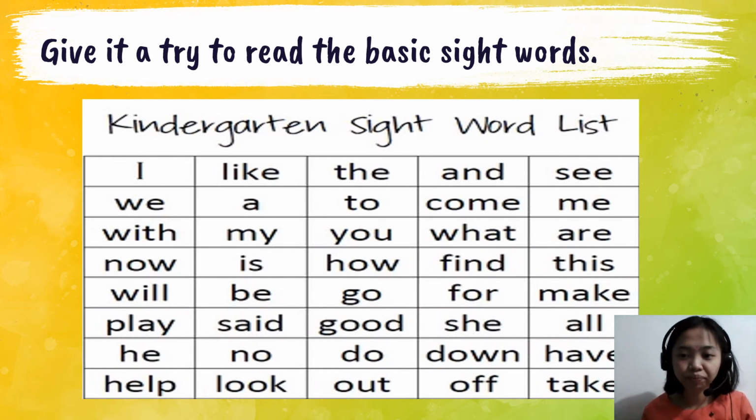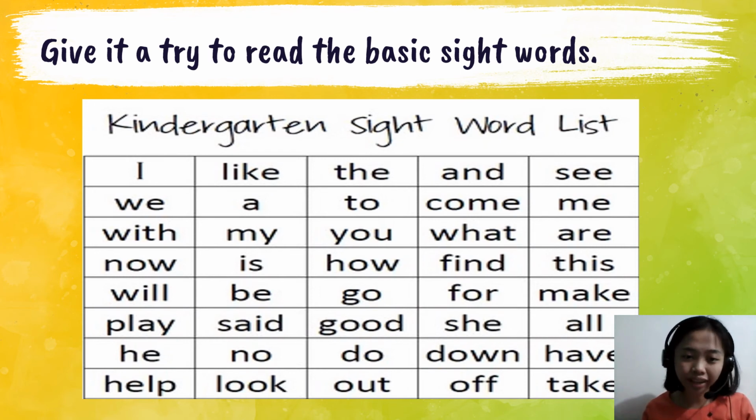Okay, next. The A, the R, and the E. If we combine this three-letter word, it will become, say, are. Again, what's the sound of A-R-E? It's are.